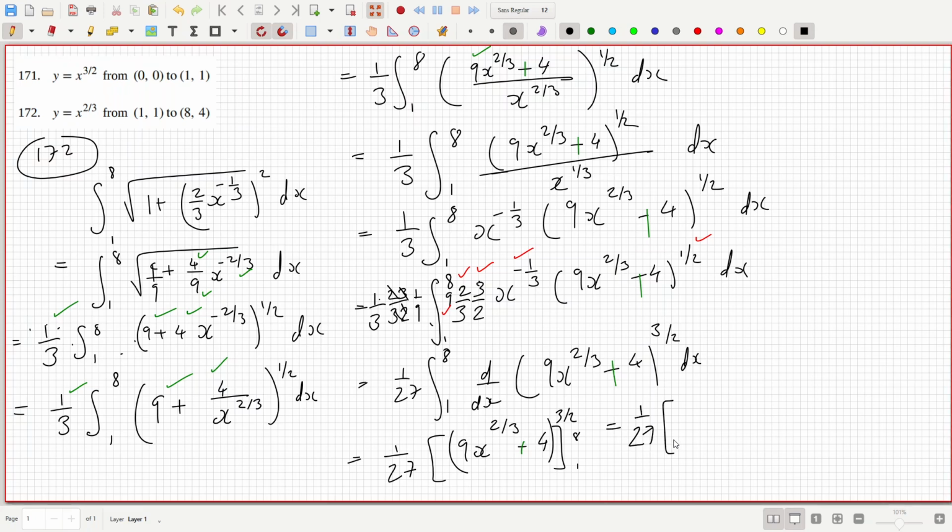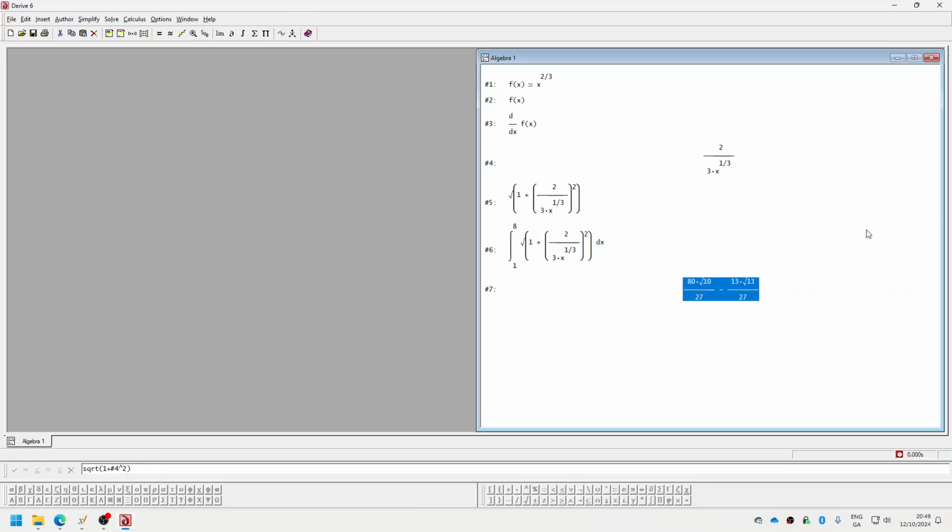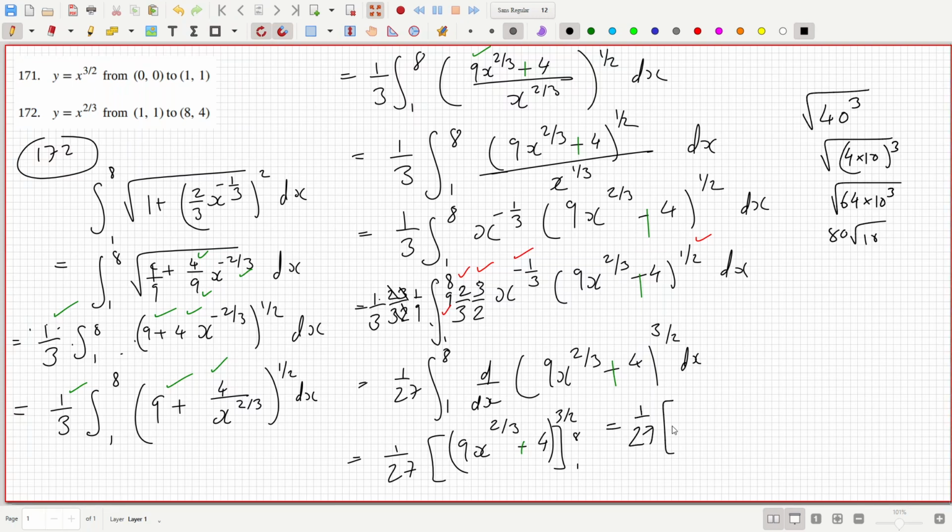40 to the power 3 over 2. So I could change 40 into 4 times 10, cubed. So that is 64 times 10 cubed. Oh, that would be 80 root 10. 80 root 10. Ooh, nice.